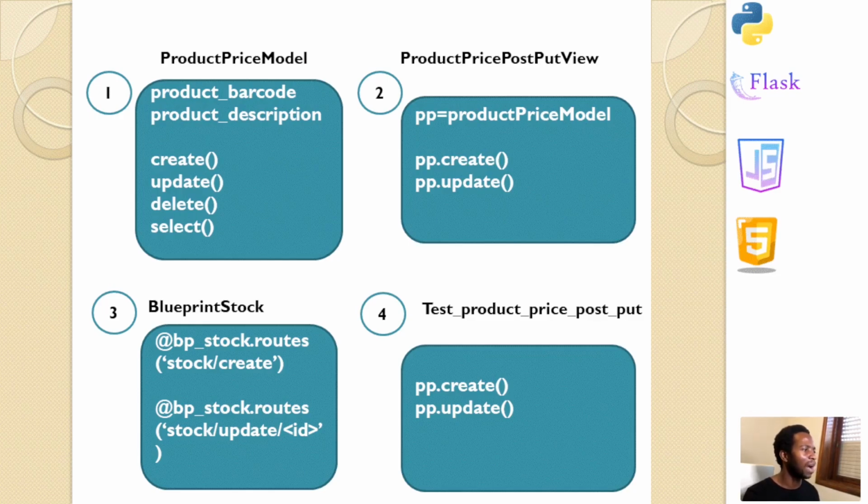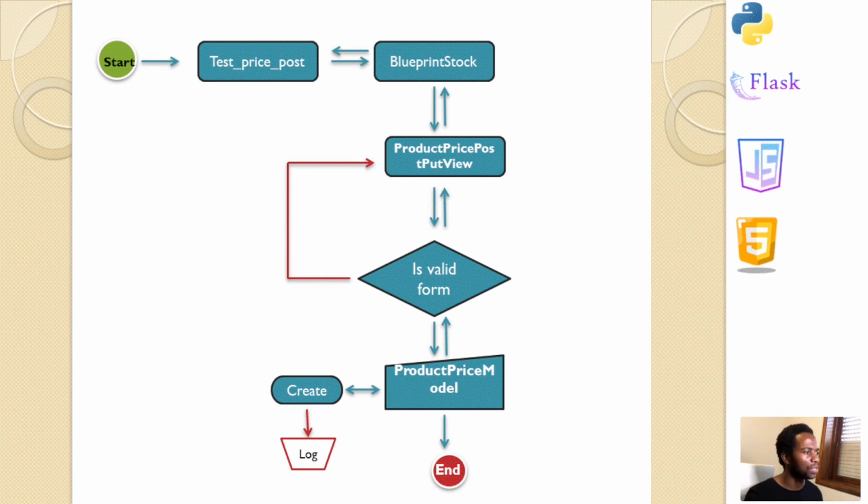We have product price model, product price post-put view. We have blueprint stock, where we define our endpoints, which we are going to use in our test product price post-put that mimics the user function. So it's 4 modules that we have to create today. I also showed you this flow process here, which explains exactly how our application works.